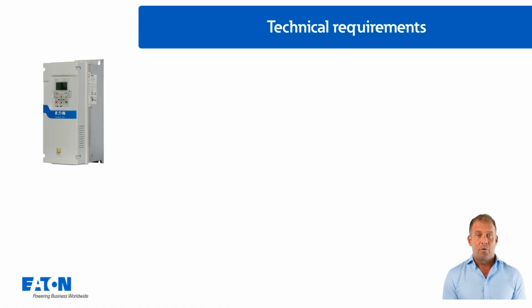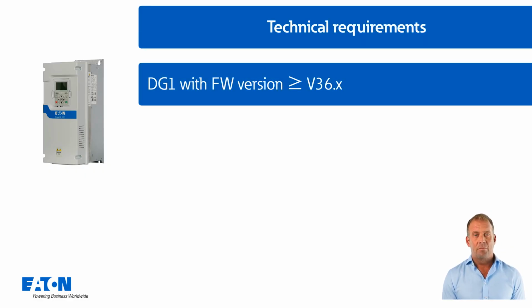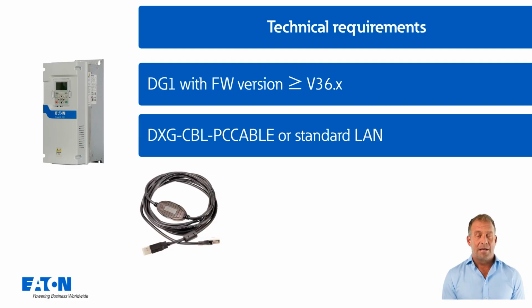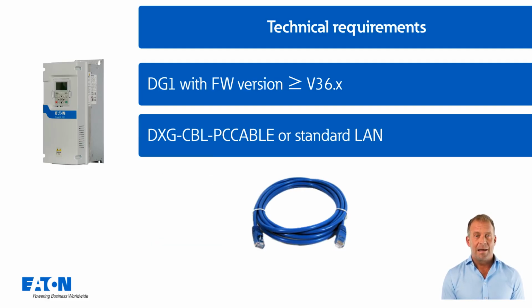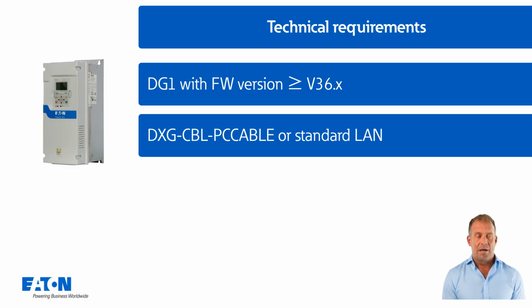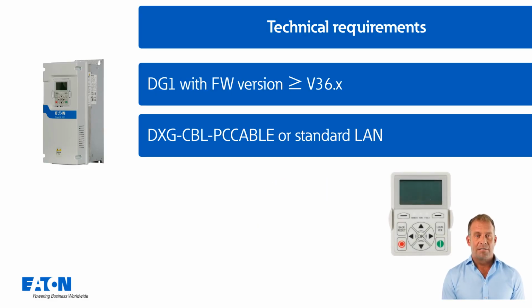The following technical requirements must be met. A DG1 variable frequency drive with a firmware version greater than or equal to V36. A serial programming cable DXG-CBL-PC cable, or as used here, a standard LAN cable with RJ45 connectors, for example, DX-CBL3M0, for easy parameterization of the device via Modbus TCP. A note: with the DG1, the integrated keypad can also be used to make the necessary parameter settings.